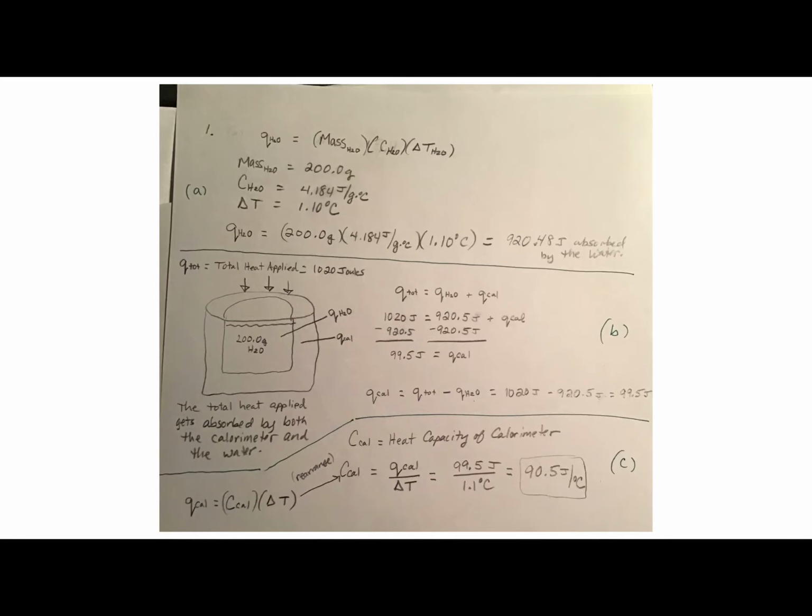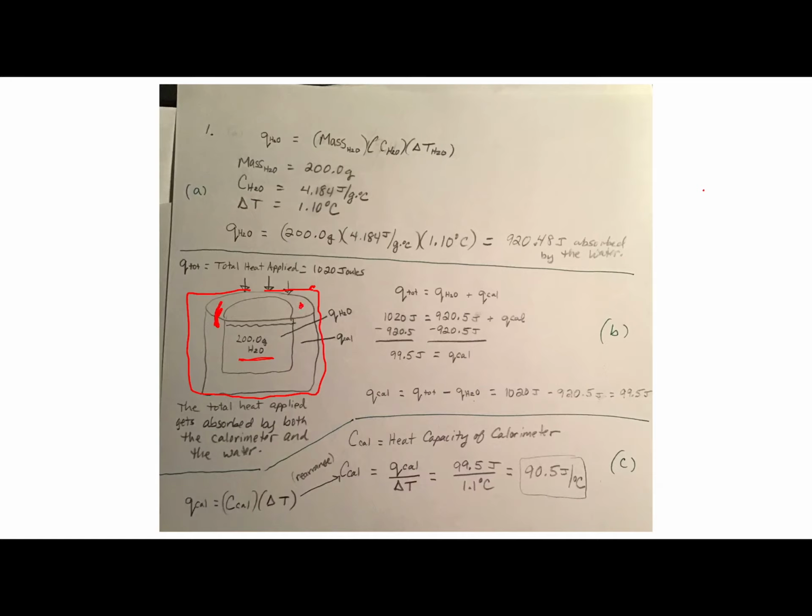So I'm making this video to help you determine how to calculate the heat capacity of a calorimeter in a calorimetry problem. The scenario is that heat is being applied to a system, and let's say the system is the calorimeter right here. The calorimeter contains two parts. One part holds water, specifically in this example 200.0 grams of water, and then there's the calorimeter itself.